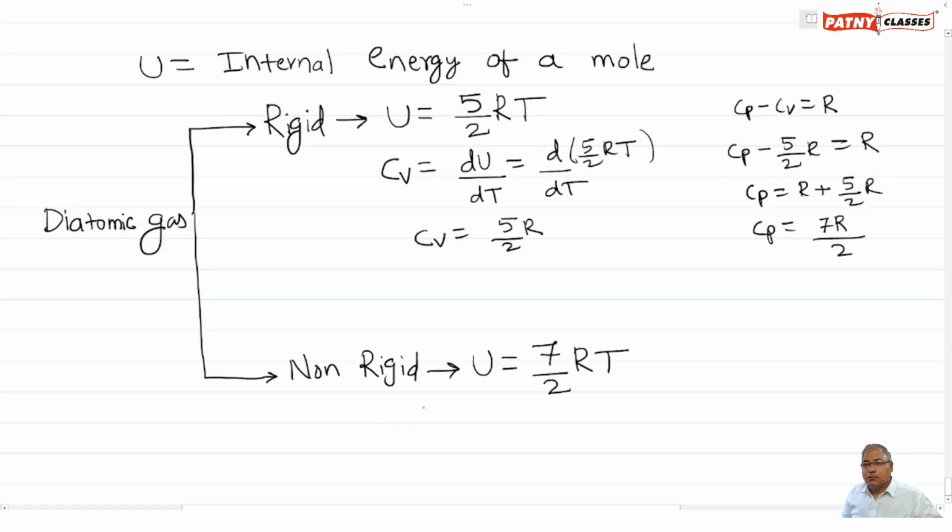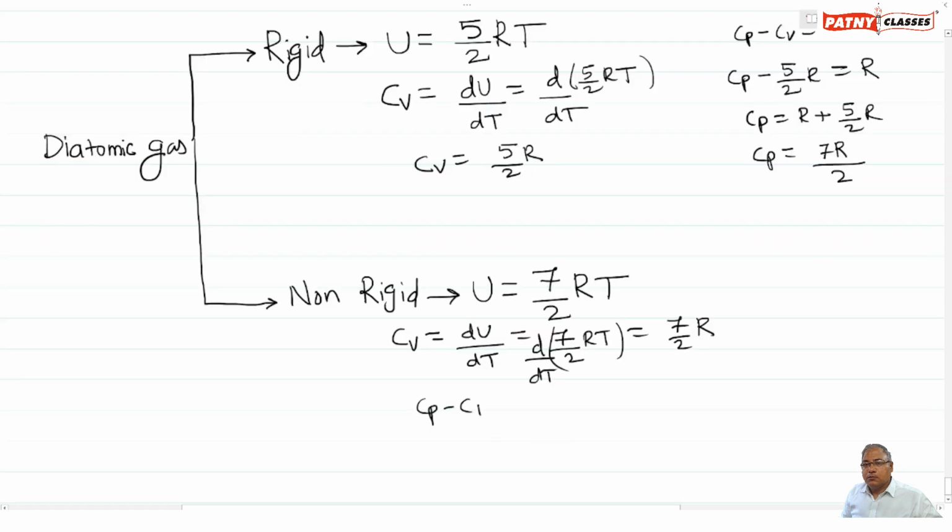Similarly, for non-rigid, Cv equals the derivative of U with respect to T, which equals the derivative of 7 upon 2 RT with respect to T, equals 7 upon 2 multiplied by R. Since Cp minus Cv equals R, therefore Cp equals R plus Cv. So R plus 7 upon 2 R equals 9R divided by 2.